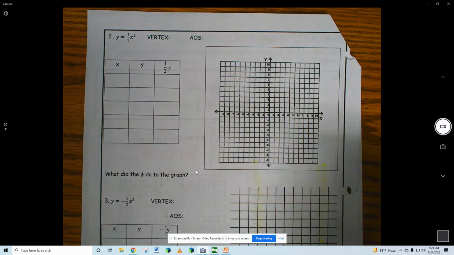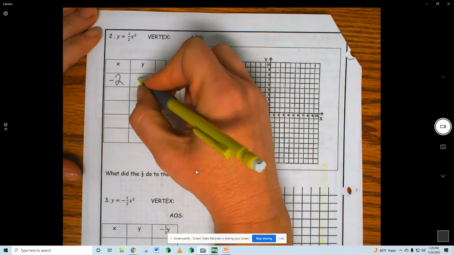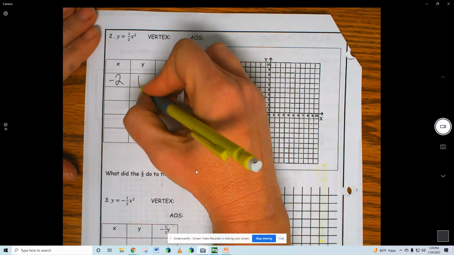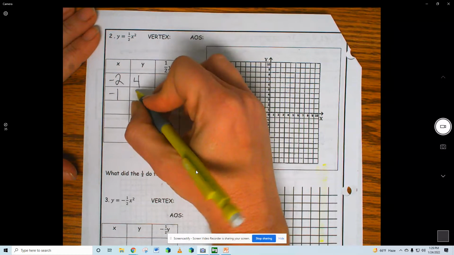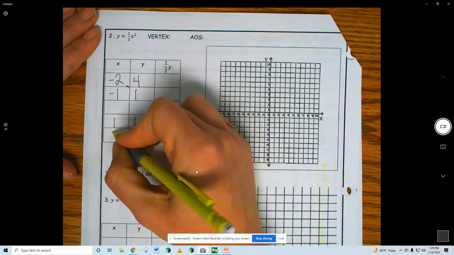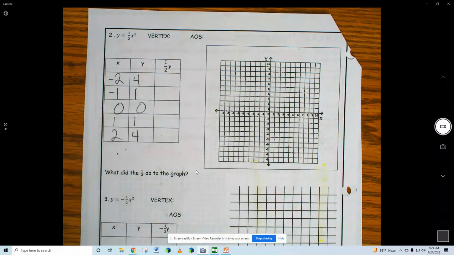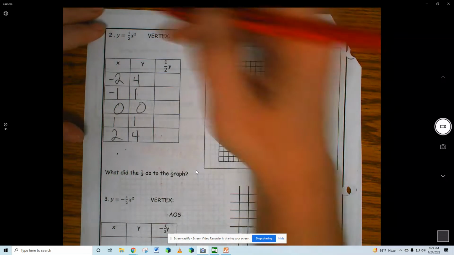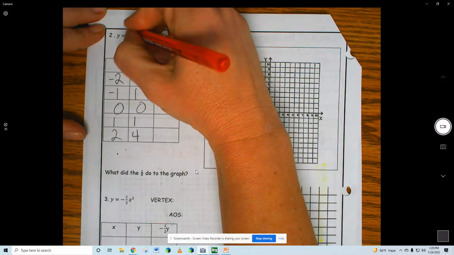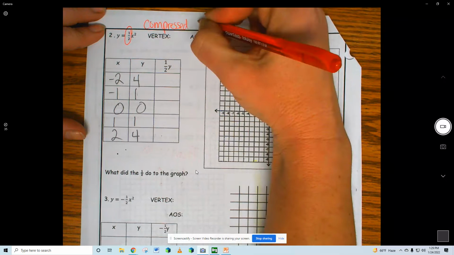My parent function is -2 up 4. Over 1 up 1. Over 1 up 1. Over 2 up 4. But if I multiply by 1/2, this is going to be compressed. Fatter.